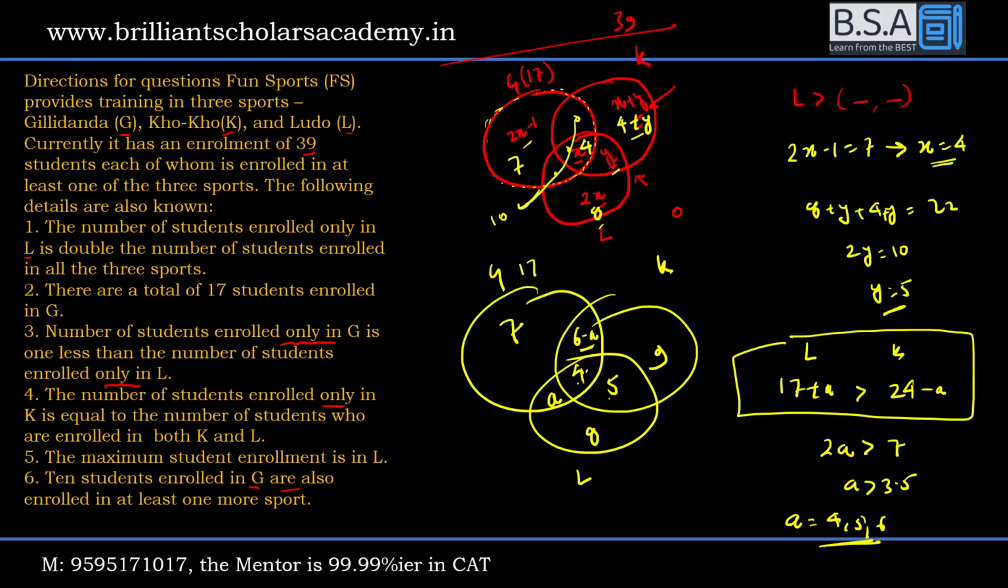Anyways, Gulli Danda is already 17 plus A. So as long as A is 1, 2, 3, 4, we are happy. Gulli Danda, A is already more than Gulli Danda. So A is 4, 5 or 6. Remember this, observe this, take your time, copy this down.